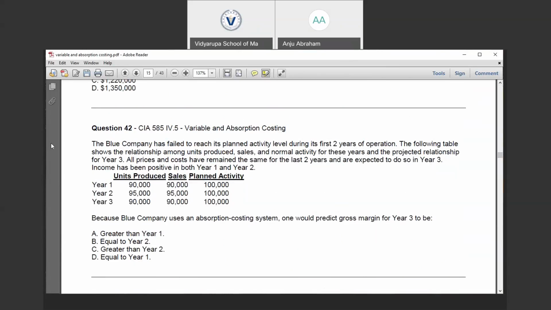So question number 42. The Blue Company has failed to reach its planned activity level during its first 2 years of operations. The following table shows the relationship among its units produced, sales and normal activity for these years and the projected relationship for year 3. All prices and costs have remained the same for the last 2 years and are expected to do so in year 3. Income has been positive in both year 1 and year 2. Year 1, year 2, year 3 units produced, sales and planned activity data is provided. Because Blue Company uses an absorption costing system, one would predict gross margin for year 3 to be... what is the gross margin predicted for year 3?